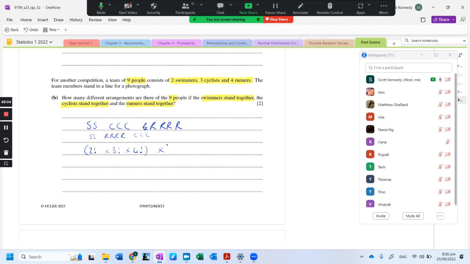Yep, how many ways can we switch them around? 3 factorial. That's exactly right. And so we just chuck that into our calculator, and we get 1728.